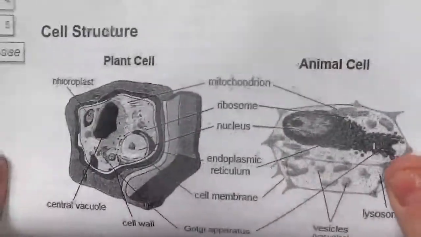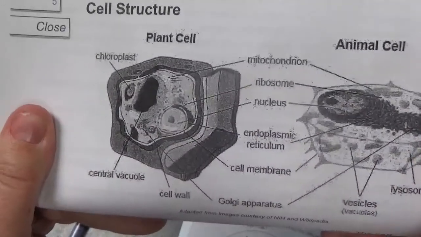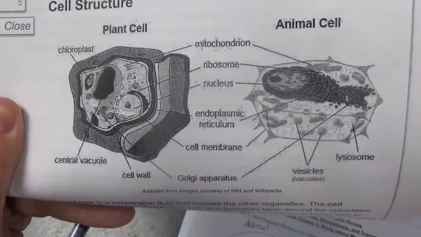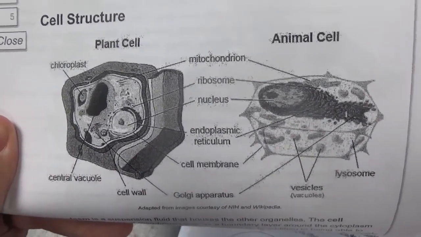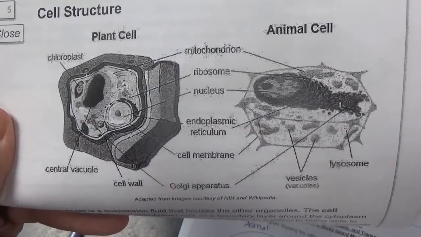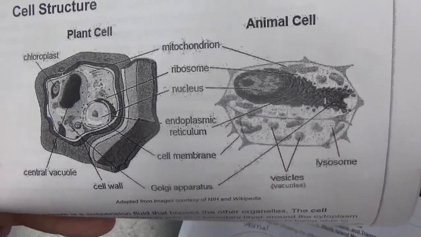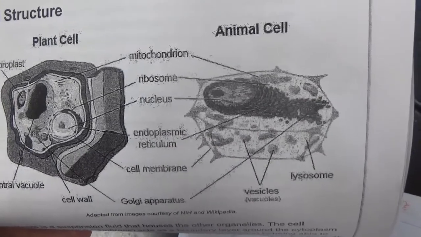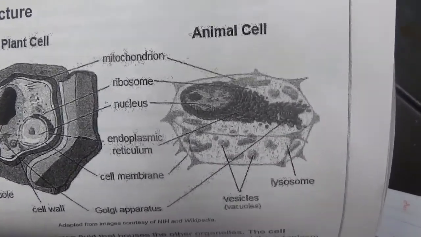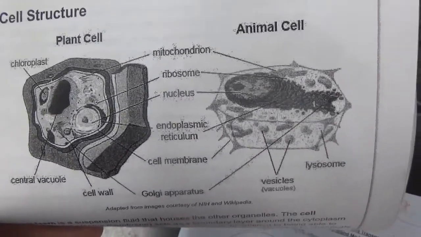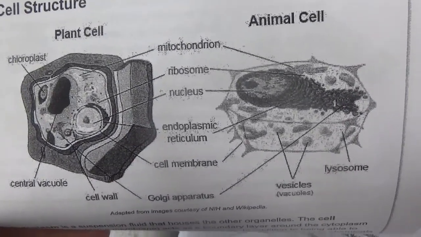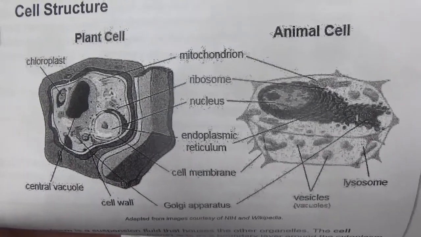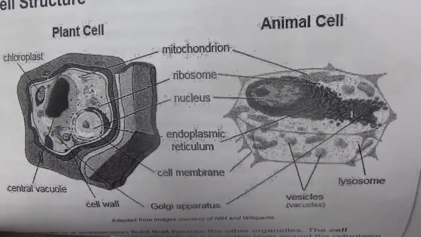So a generalized plant cell is going to be a little bit more rigid, a little bit more angular in nature, because it has a strong, rigid cell wall. A plant cell also has a chloroplast and a large central vacuole. An animal cell is a little bit more amorphous in shape. It does not have a cell wall. It does not have chloroplasts. It does have vesicles, lysosomes, and centrioles, which help it during cell division. So those are general pictures of your plant cell and animal cell.